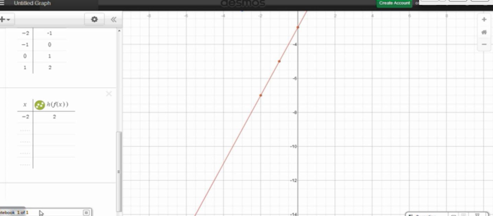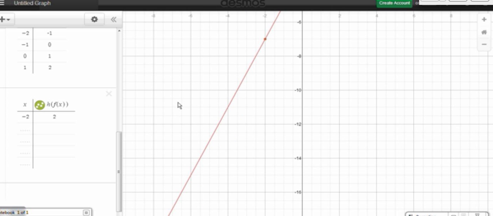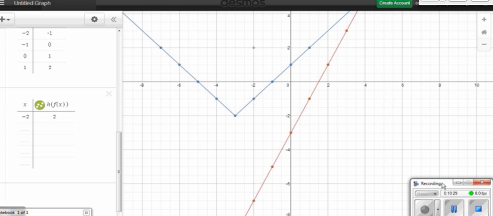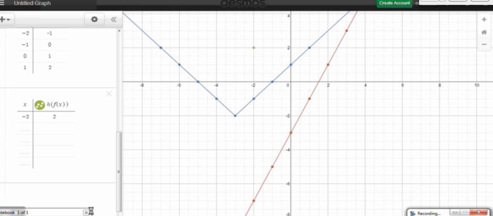So another way to go about trying to find the composite graph is not to look at the table and just to look at the graph itself, the graph of f, and then the graph of h. Because a graph and a table are really the same thing. A graph just has all the points, whereas the table has only select points that we chose. So whatever you feel more comfortable doing is fine, although you should be able to do both.